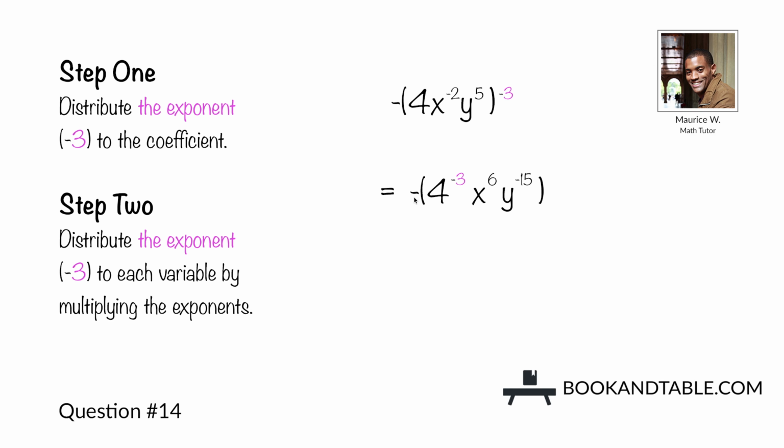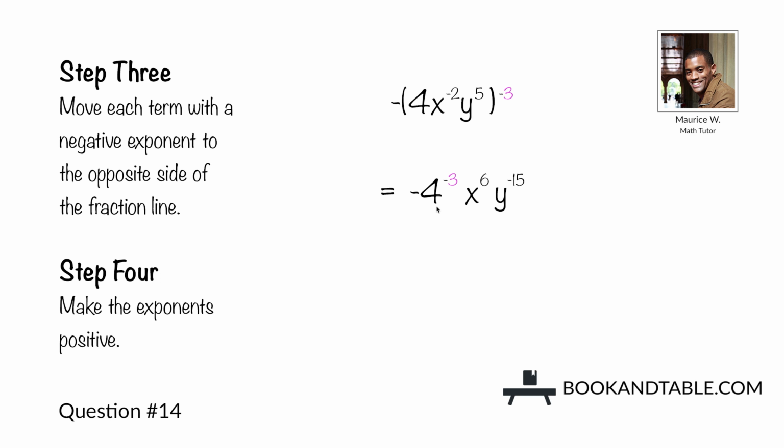This -1 times this term will just be negative in front of this. It's not being distributed to the variables individually. So now we can remove our parentheses. And now, step 3, move each term with a negative exponent to the opposite side of the fraction line. In step 4, make the exponents positive.